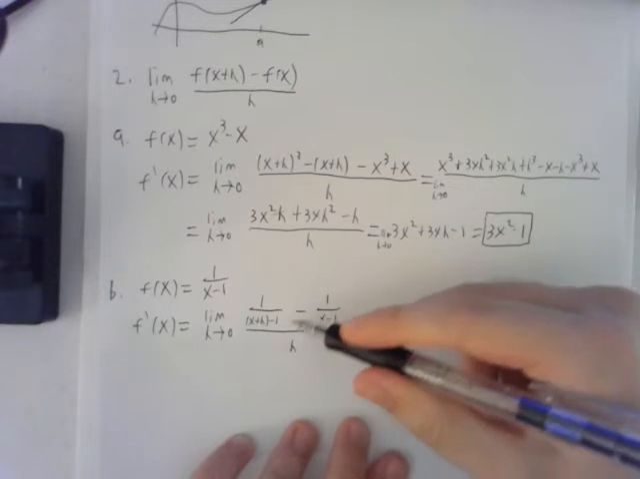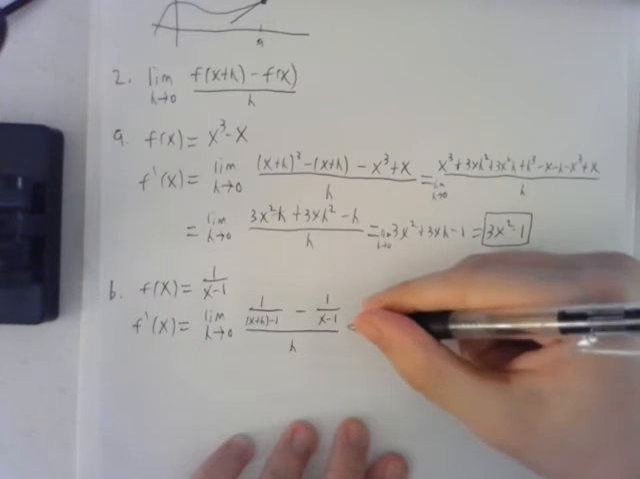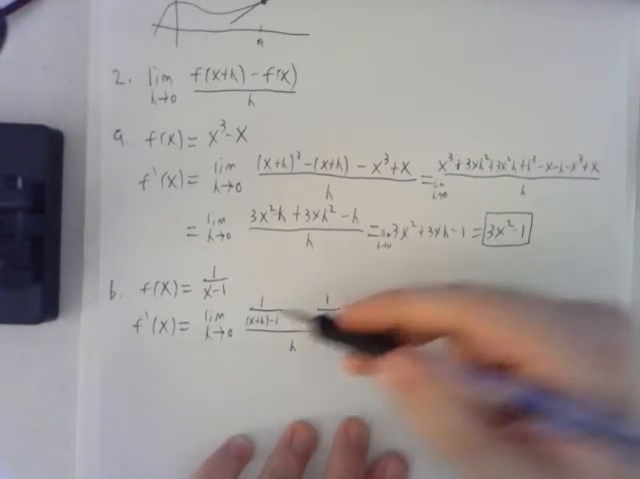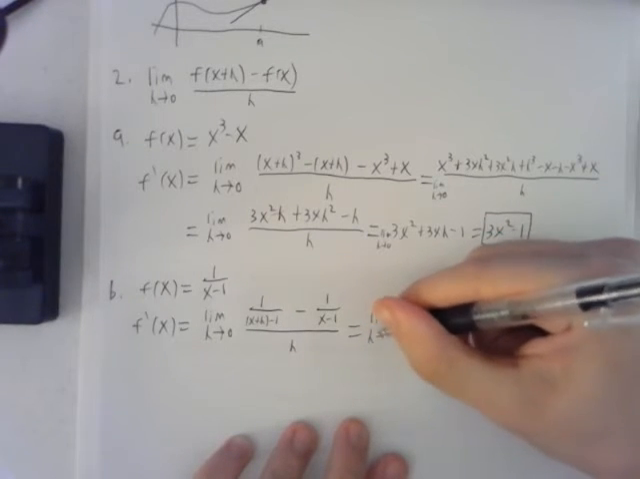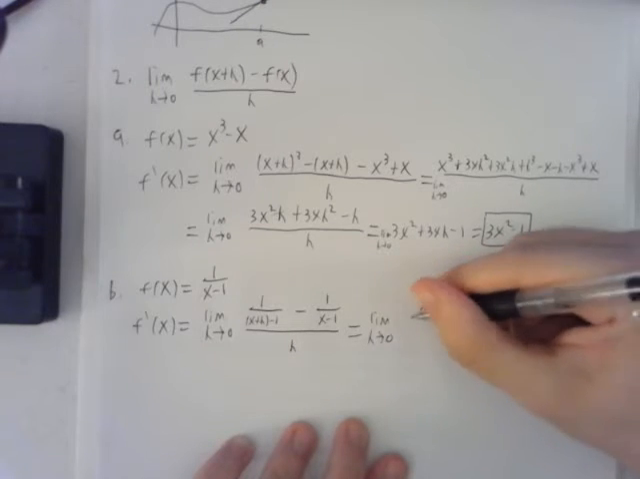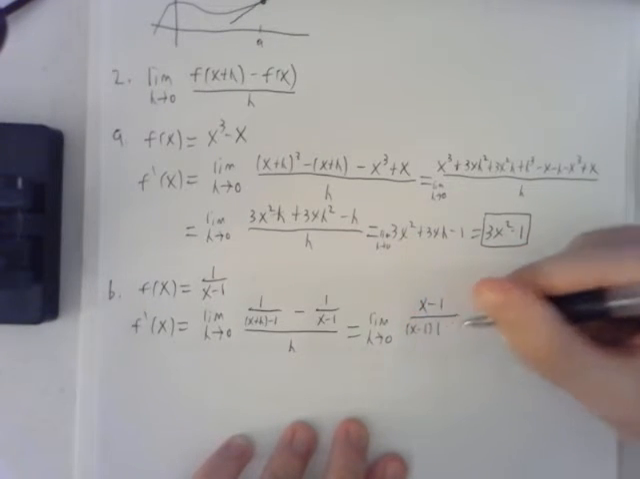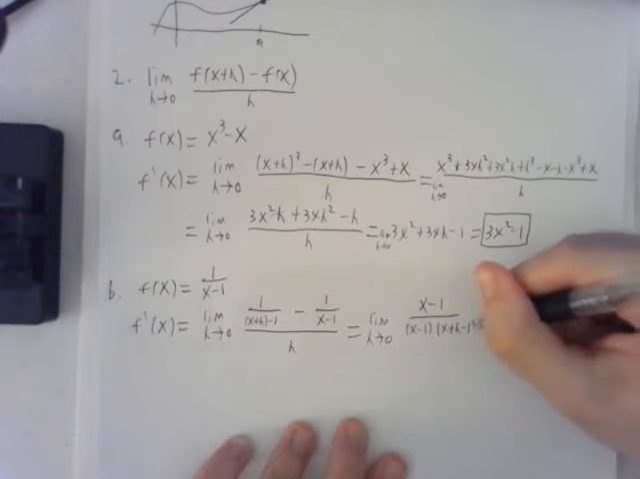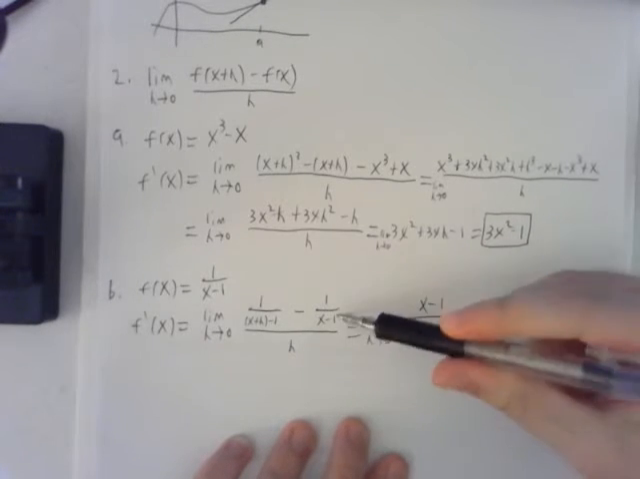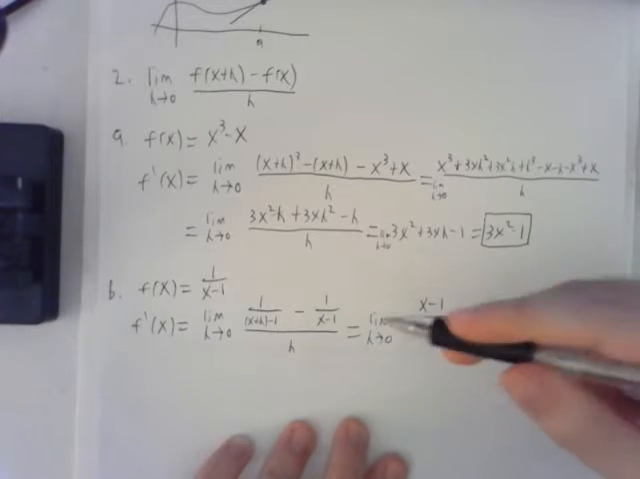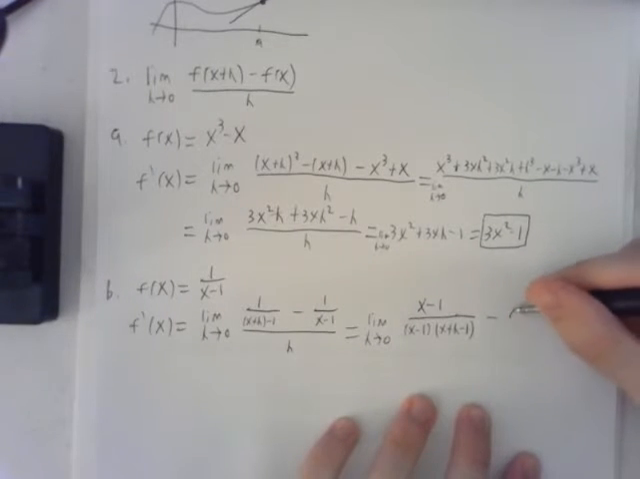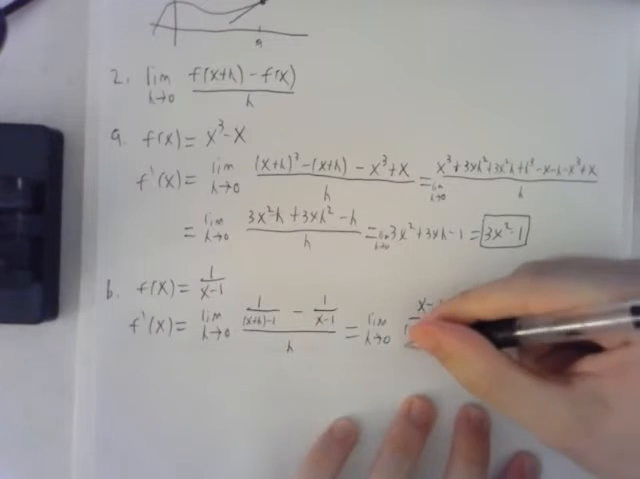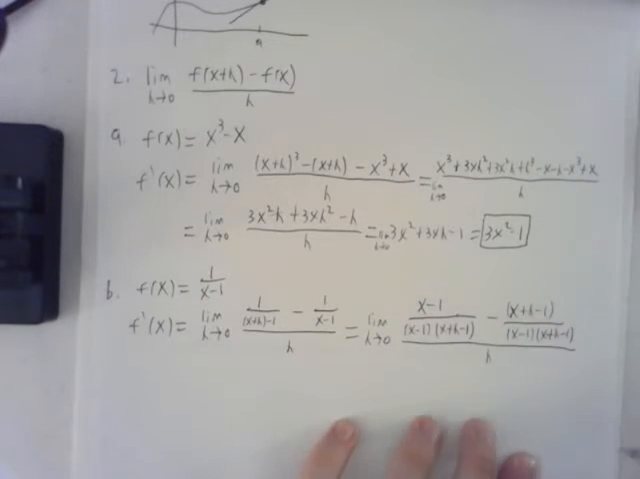Now we somehow have to simplify the numerator, so we try to find a common denominator. We multiply the first one by x minus 1 over x minus 1. When we do that, we get x minus 1 over x minus 1 times x plus h minus 1. Then we subtract. The second one we multiply by x plus h minus 1 over x plus h minus 1 to get x plus h minus 1 over that same denominator, all divided by h.